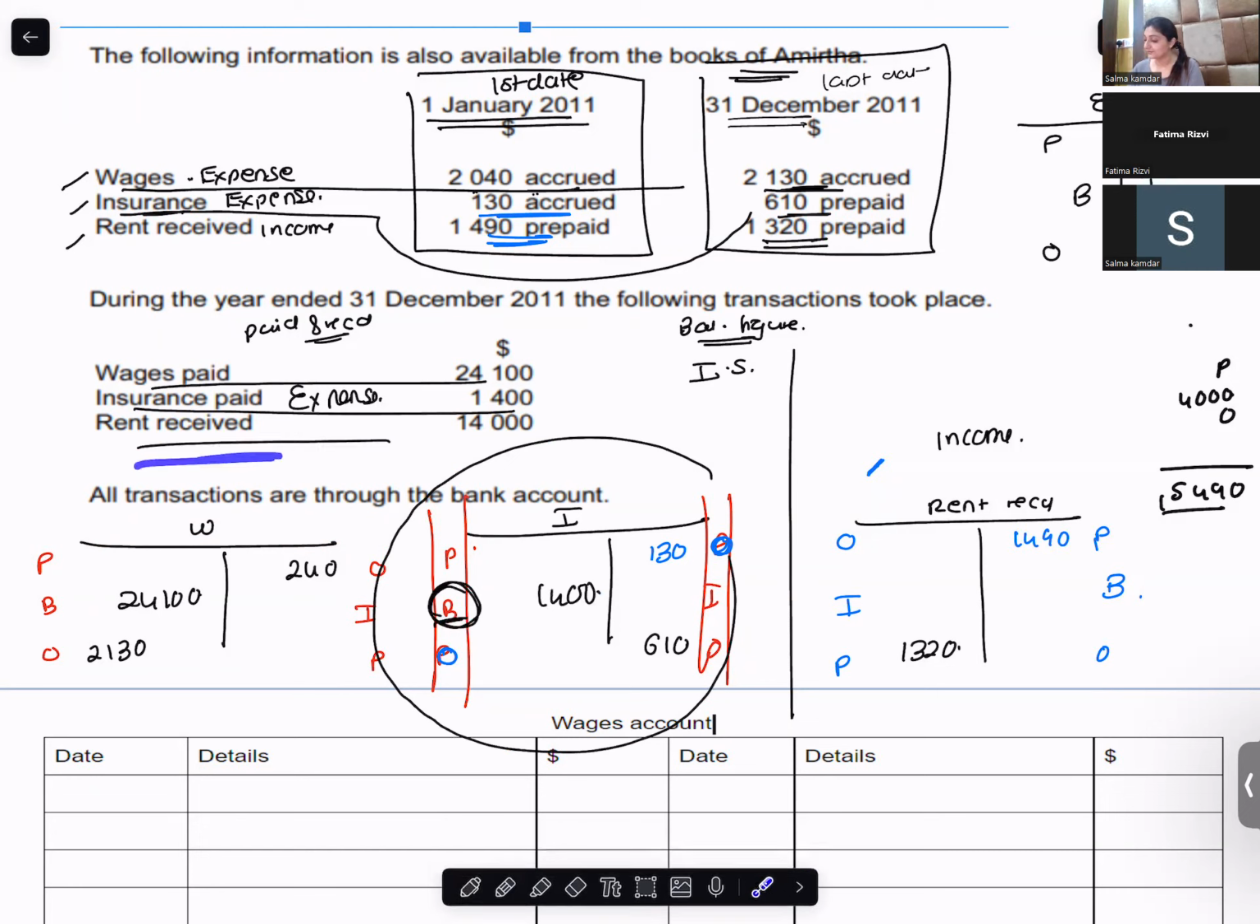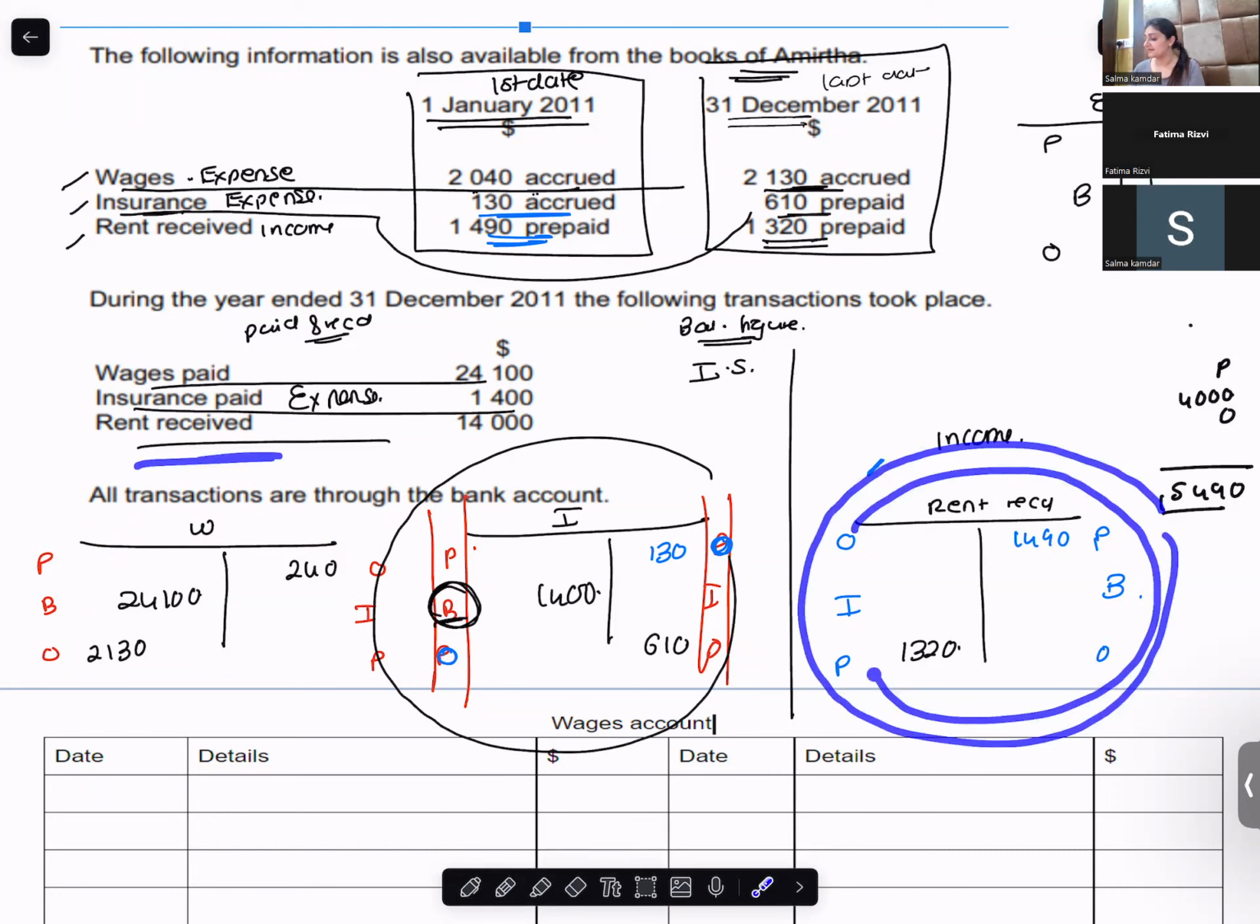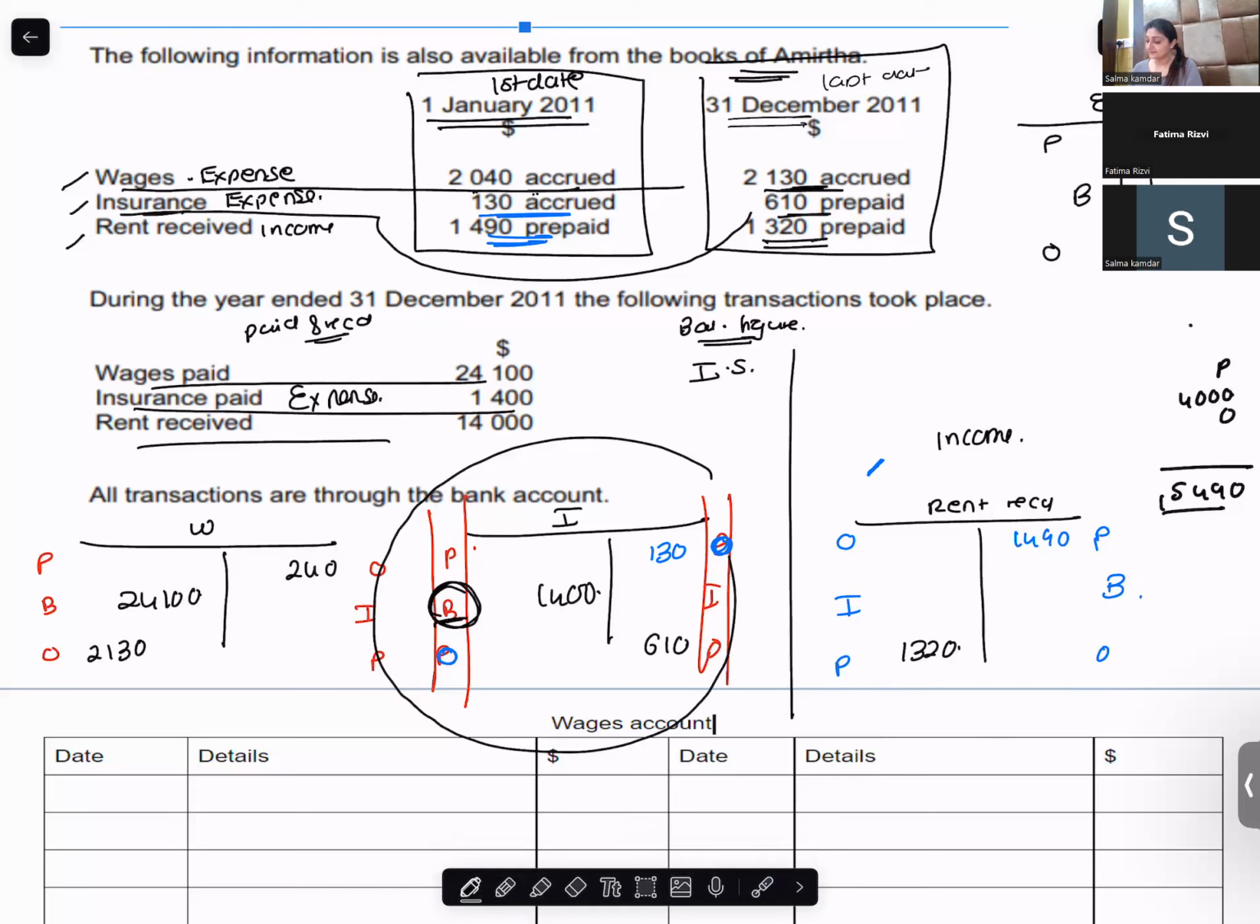Now rent received. This is an income account, we've already put the format over here. This is OPOP IB. Rent received is income, right? Which side? Check the format, please. OPOP IB, credit side. Yes. You just have to write the received with the bank, right? Now everywhere you will find the income statement as the balancing figure. Please do it, I'm waiting for you.